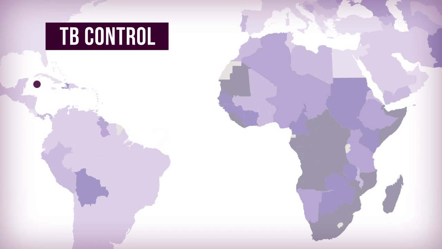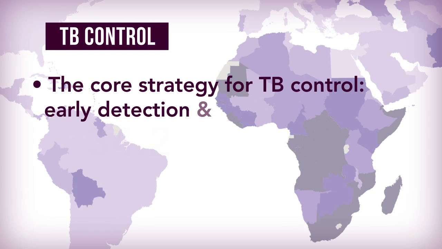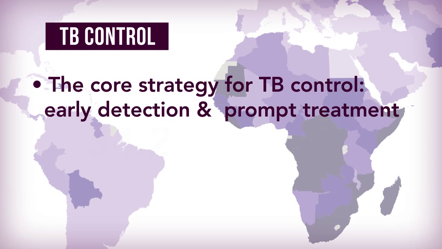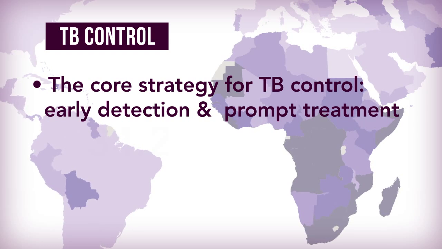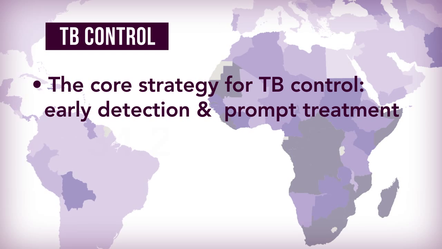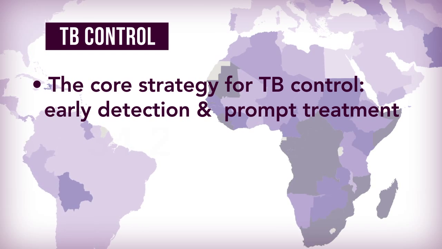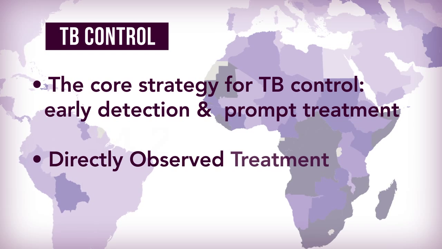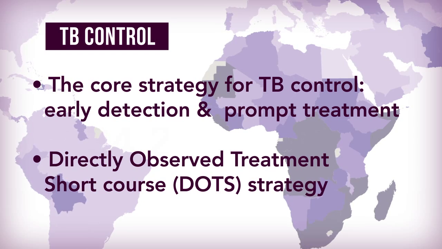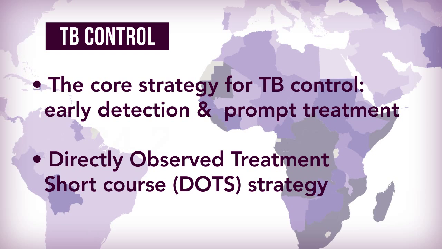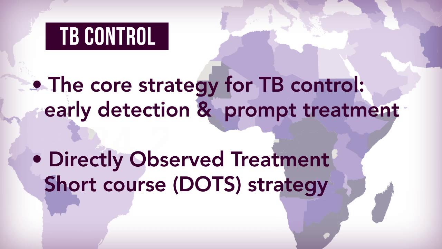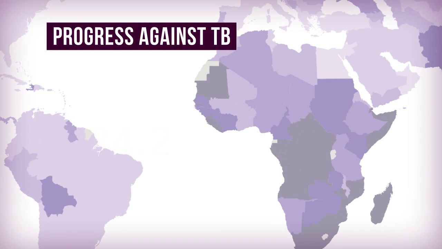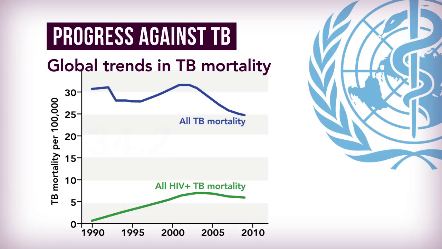The core strategy to control tuberculosis involves early detection of new tuberculosis cases and getting them treated quickly so that they don't die and that they don't infect others. This is called the Directly Observed Treatment Short Course, or DOTS strategy, and is recommended by the World Health Organization for all countries. Are we making progress against tuberculosis? Yes, but unevenly. Globally, mortality rates from TB before age 70 years have fallen by 40% since 2000.